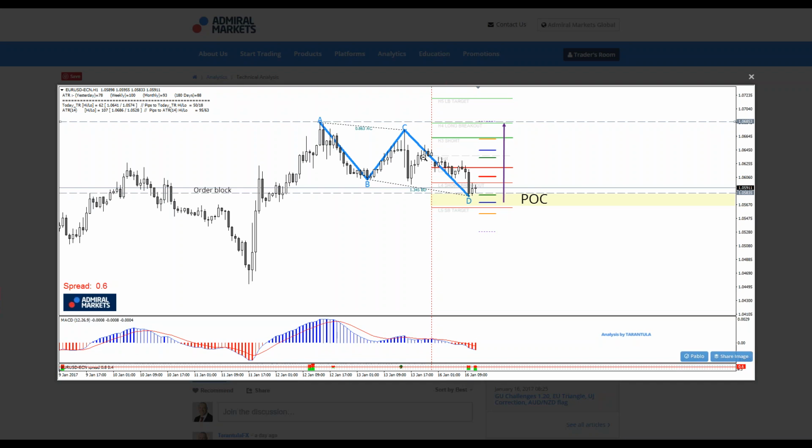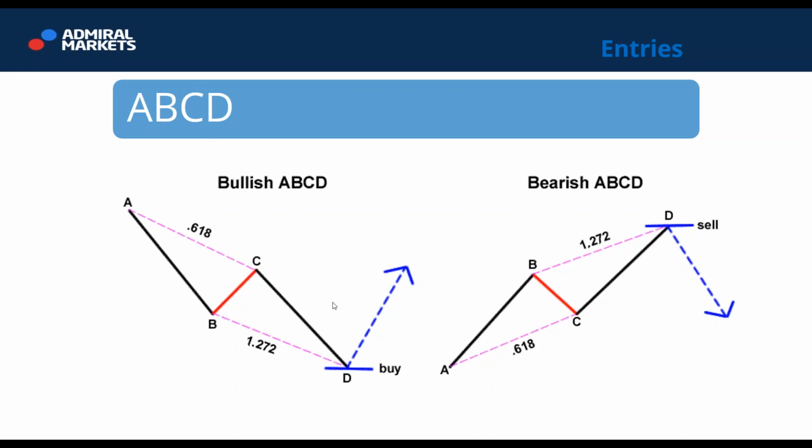So this is, guys, ABCD. The ratios are here. So we want to see either whatever is higher than 61.8 here and 1.272 here, or AB equals CD. So those are the main two reasons and main two ratios that I want to see before I take this pattern as a valid one. And of course, guys, it needs to show you within the POC zone.